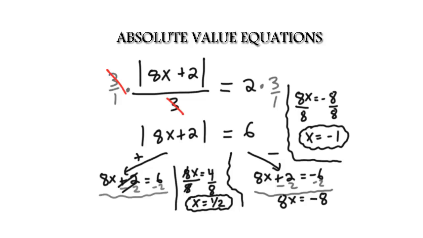Okay, so we have our two answers here. Let me write it up here. x is equal to 1/2, or x is equal to negative 1. Those are our answers. x equals 1/2 and x equals negative 1. And we're done.